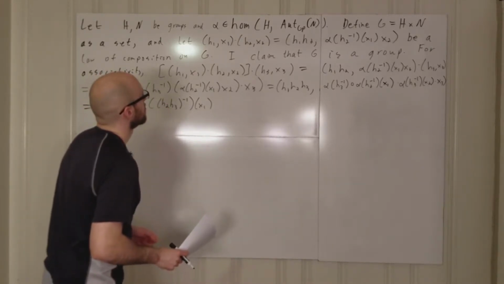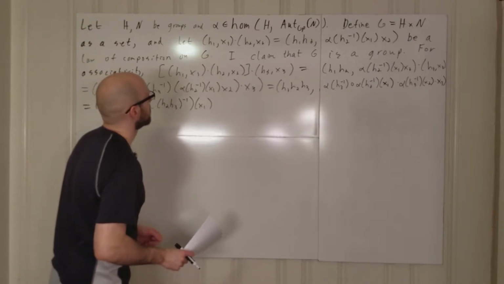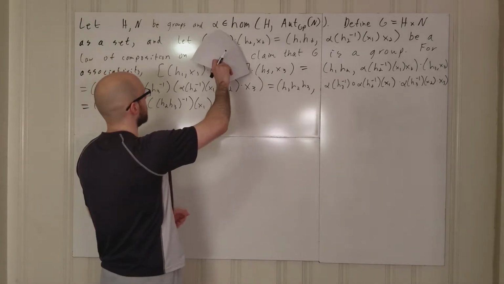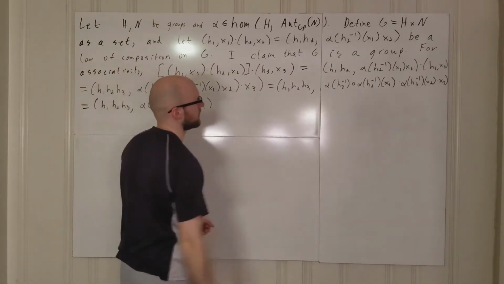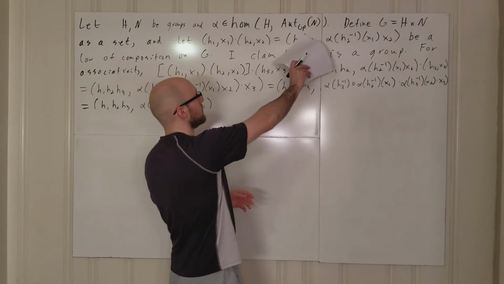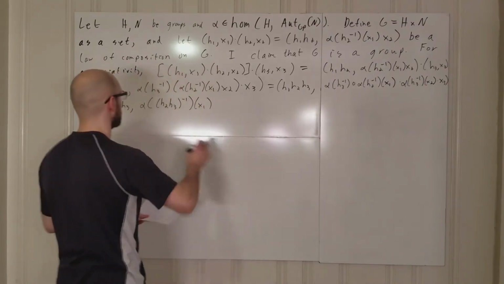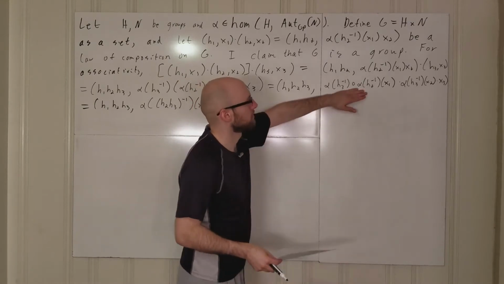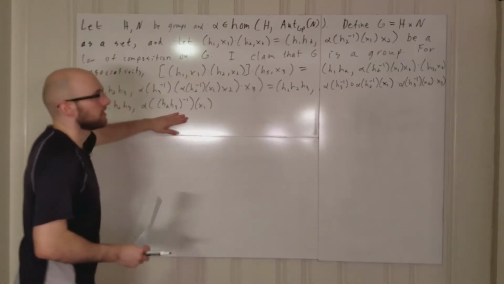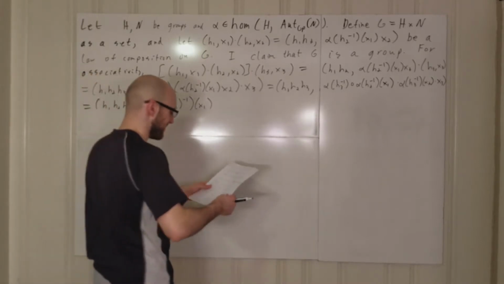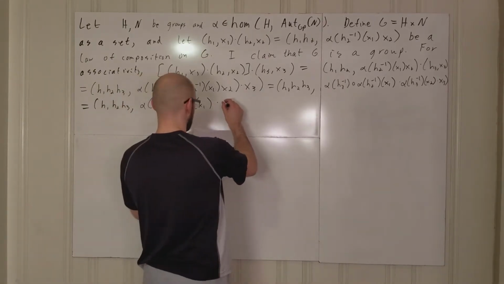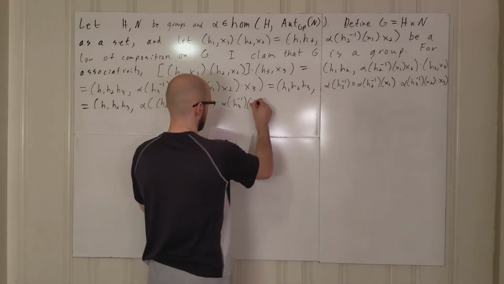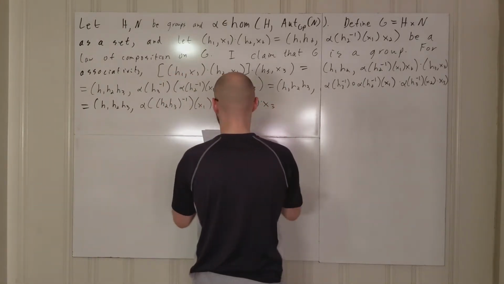I think in one case we're using that alpha is a homomorphism, and in another case we're using that alpha h3 and alpha h2 are homomorphisms here, automorphisms. But whatever. You can expand this step out more if you don't quite see the connection from here to here, but trust me, it works. So we have this, and of course we have this times alpha h3 inverse of x2 times x3.